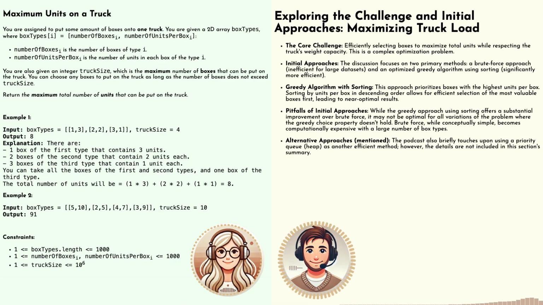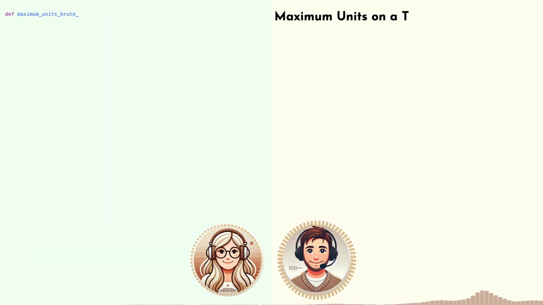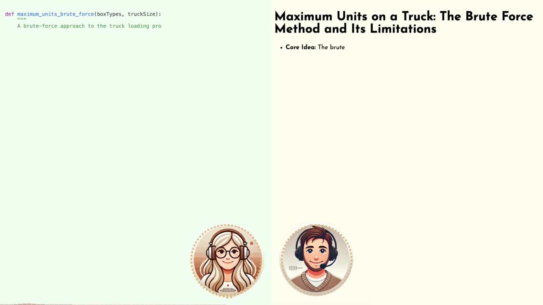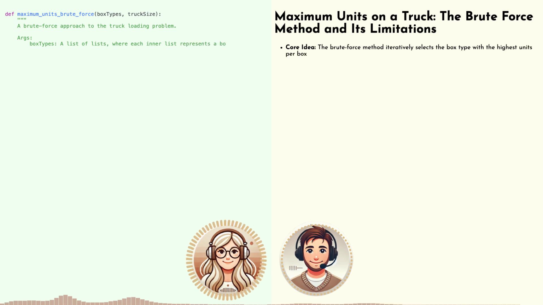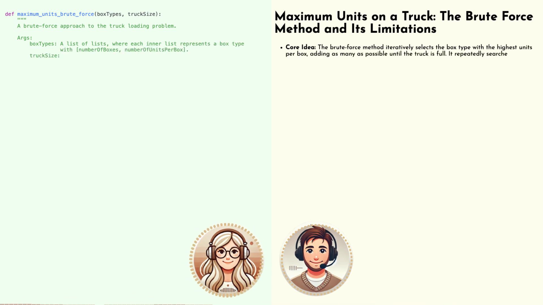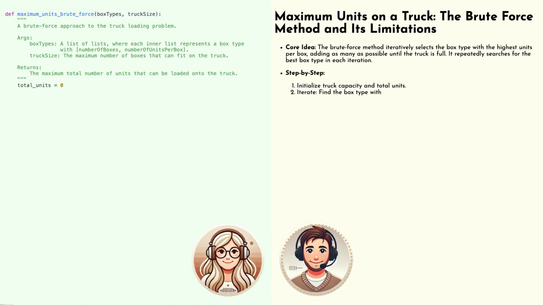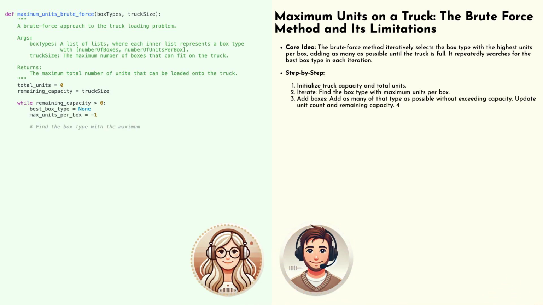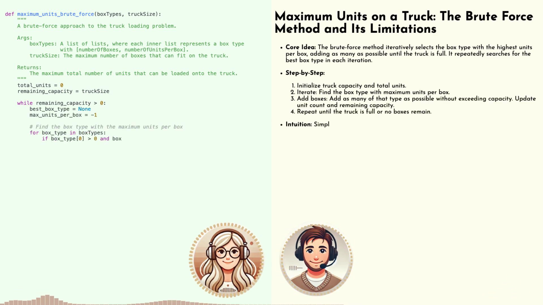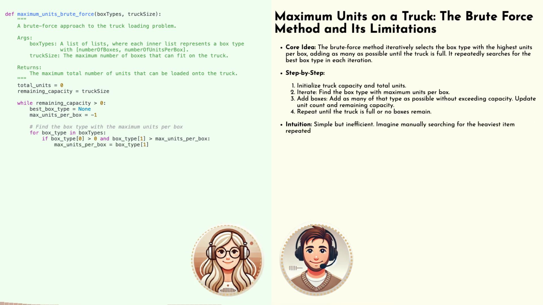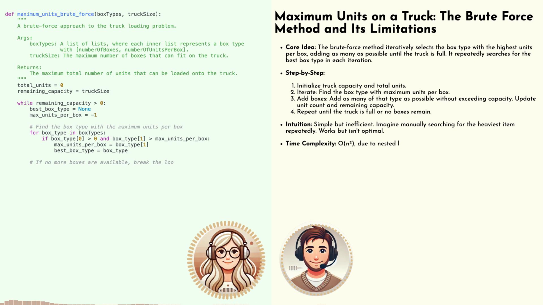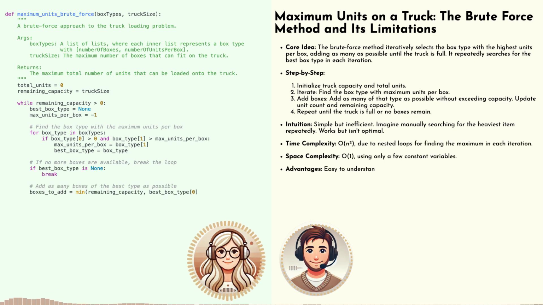I mean, I'm guessing there's more to it than just grabbing the biggest boxes first. Yeah, you're right. It's not quite that straightforward. One approach could be that we try every single possible combination of boxes. We call this the brute force method. Okay, so brute force. Yeah. We're essentially trying every key on this giant key ring until we find the one that unlocks the door. We're checking all possible solutions, which, I mean, sounds simple enough.